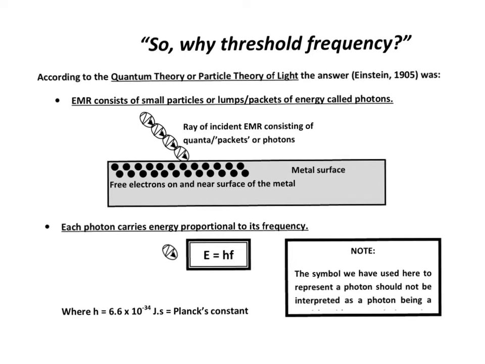Now, to fully explain this, I'm going to refer to the metallic bond. But before I do that, I just want to mention something. This symbol that I'm using here, please be careful with this. This is just a representation. This is not meaning that a photon has got a little wave in it. I'm purely using this to represent the wave-particle duality of light.